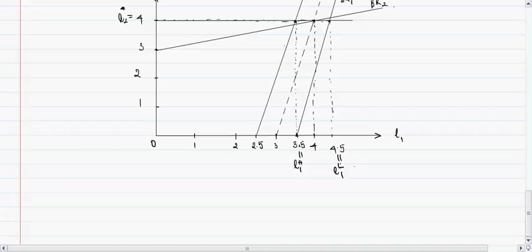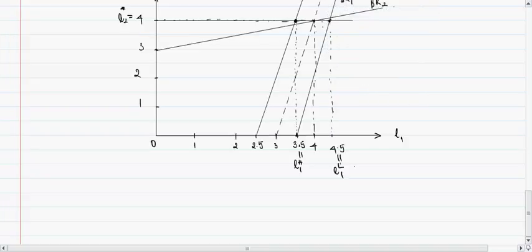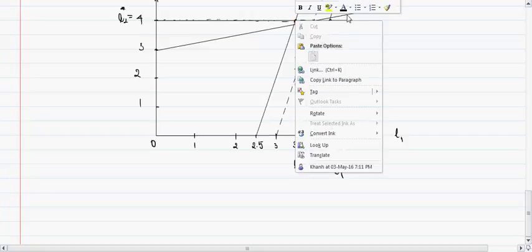Alright, so the 2 points over here is going to be the equilibrium, where player 2 is going to choose L2 equal to 4 and player 1 is going to choose 3.5 if they are having high cost and 4.5 if they are having a low cost. Alright, so I'll just put the red over here to indicate that.